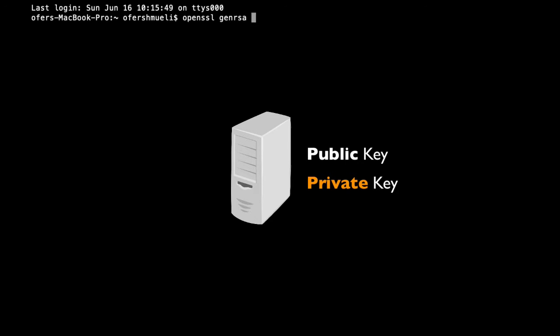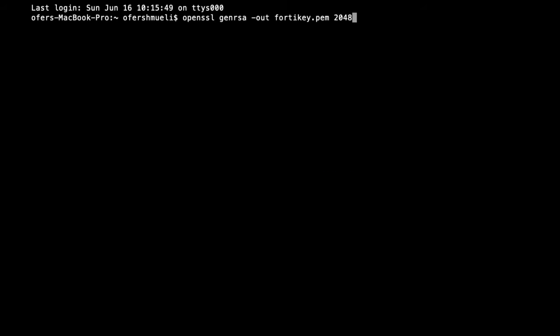genrsa, and let's name our key pair. Let's name it Fortigate, and let's contain it in a PEM format, which is a container that will include both keys. And let's decide that the size of the keys will be 2048 bit.